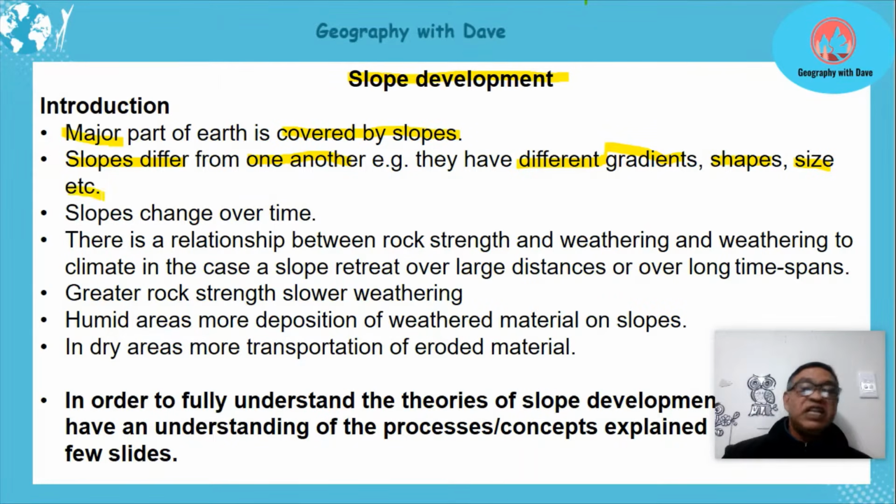We have slopes that are huge, found on the side of mountain ranges, and there are smaller slopes that even I can walk up. That's meant for me, the old people. So we have various types of slopes. One other thing that we know is that slopes change over time. The shape changes. Sometimes it gets more gentle, sometimes it recedes, it moves backwards. Various things happen over time.